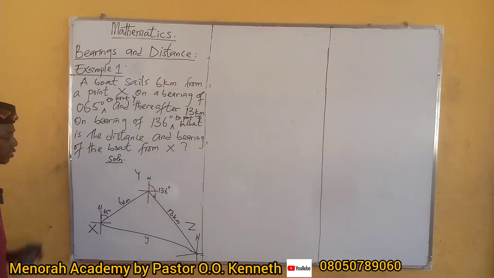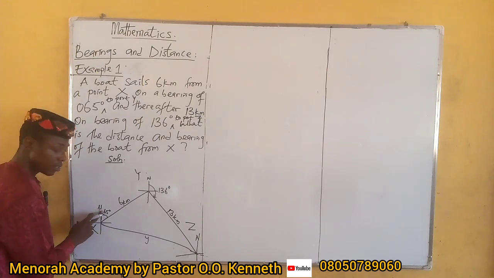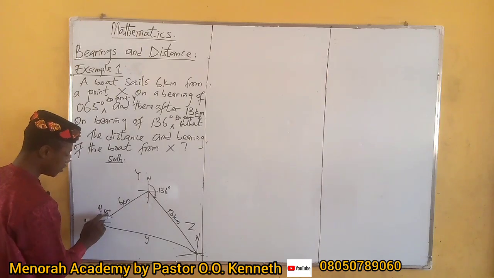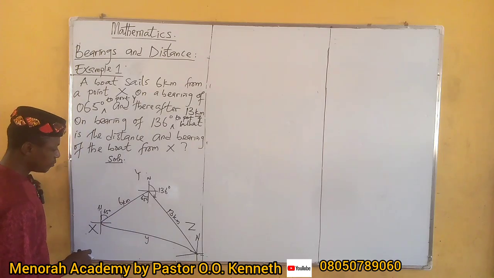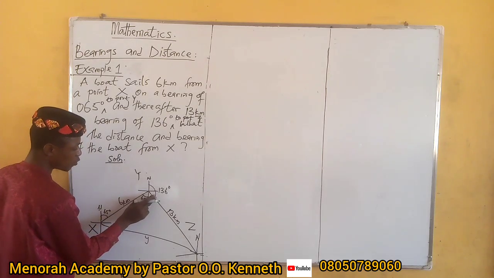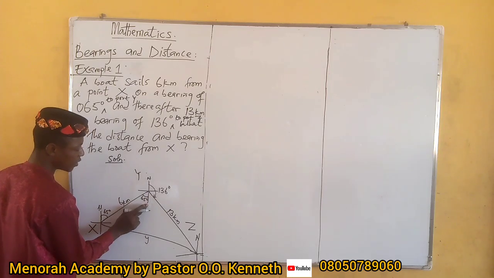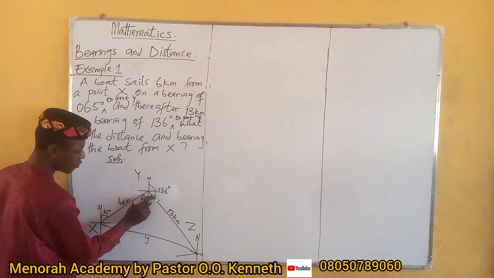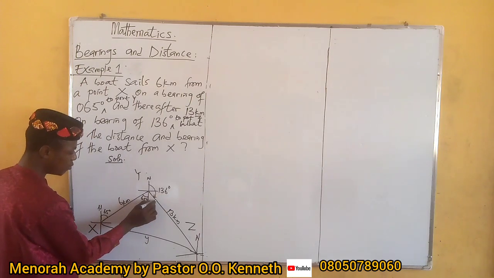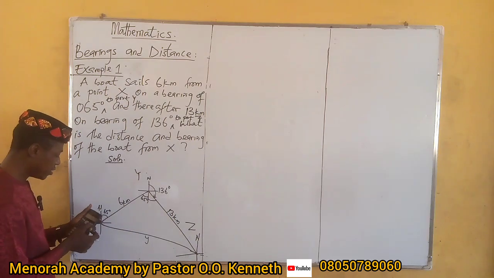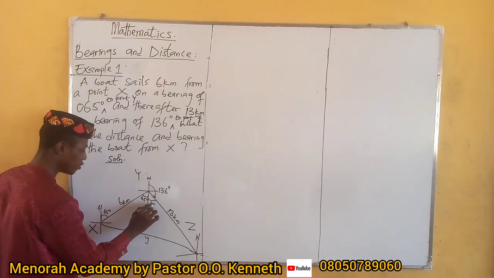Okay, now that they have given us all of this, we are going to do a little analysis. If here is 65 degrees, alternate angles are equal, so this angle is also equal to this angle, which is 65 degrees. Then from north to south is 180. If the angle moves from here to this particular place and it is 136, then the remaining part here will be 180 minus 136, which is 44. That means here is 44 degrees.